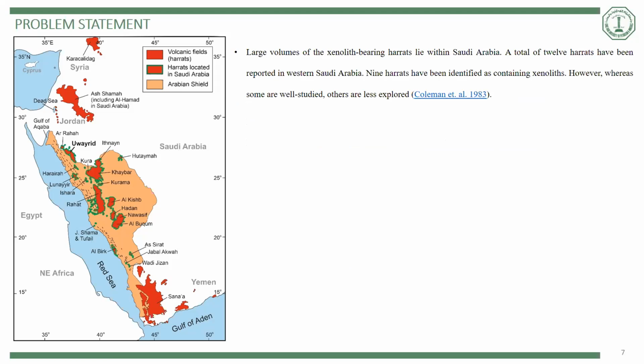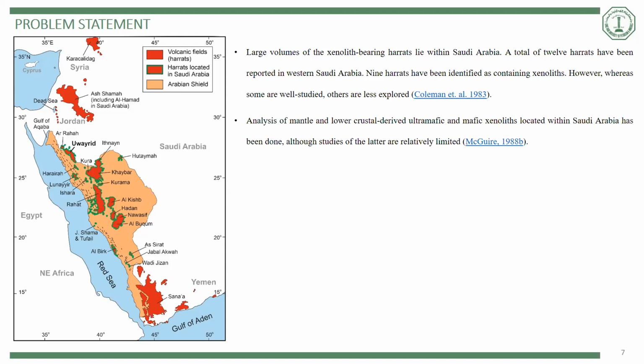The problem statement for my study is that large volumes of the xenolith-bearing Harrats lie within Saudi Arabia. A total of 12 of these Harrats are reported in Western Saudi Arabia, and they are represented by the red color with the greenish outline. 9 Harrats in Western Saudi Arabia have been identified to be xenolith bearing. However, whereas some are well studied, others are less explored.